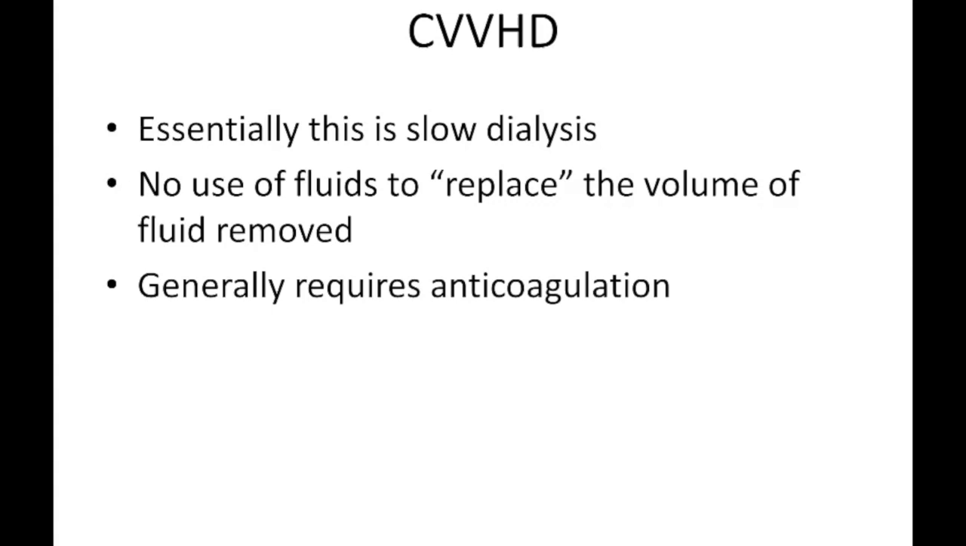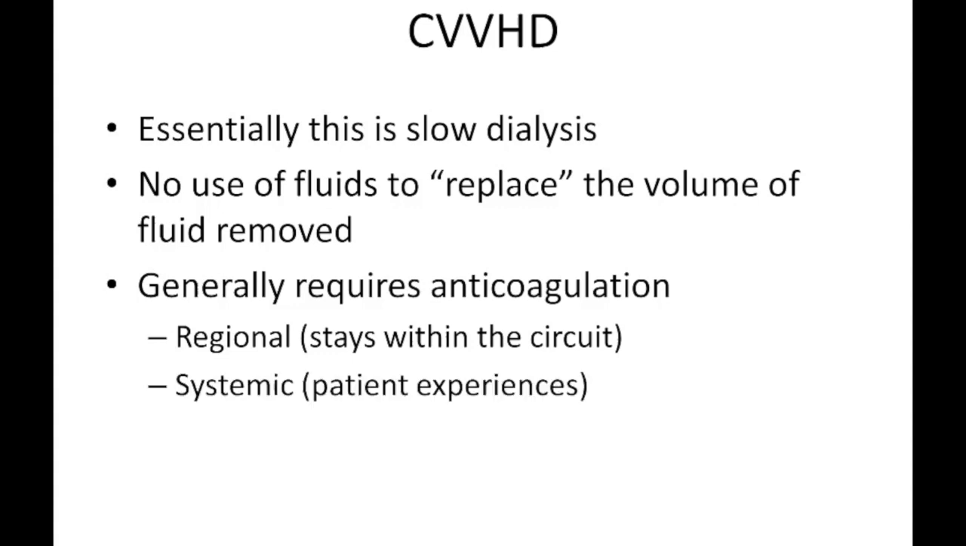Usually we use anticoagulation for this, but our preference is to use what's called regional anticoagulation, and that means that we anticoagulate the circuit, and that's the kind of the blood tubing and the filter, but the patient does not receive any systemic anticoagulation and doesn't have any effect from our anticoagulation, which effectively stays local in the machine.